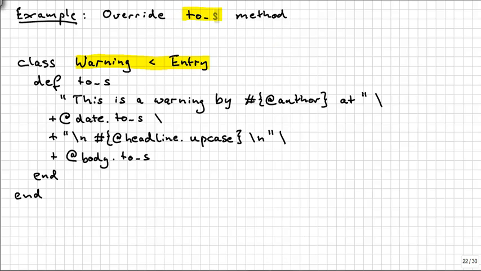In this second example, we exploit the fact that warning is a subclass of entry by overriding entry's to_s method. So you can see here that we override the to_s method by constructing a string, and the string first says this is a warning by the author at a particular date, followed by a new line, followed by the headline, now in uppercase, and followed by a new line, finally followed by the string that makes up the body of the entry.